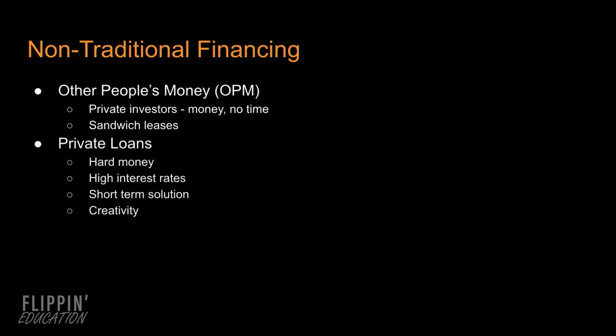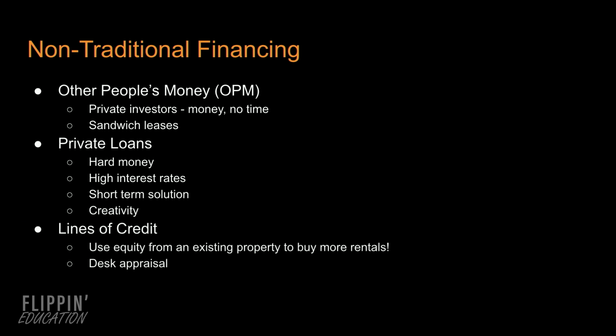Private loans are a great way to come up with the money to be able to go out and purchase rental real estate. This may include hard money, but be careful because a lot of these hard money lenders also come with high interest rates. They're also a very short-term solution, so you're gonna have to get creative. If you purchase the property with hard money, be prepared to refinance it out in the short term into possibly a long-term mortgage or a line of credit, which leads us right into lines of credit.